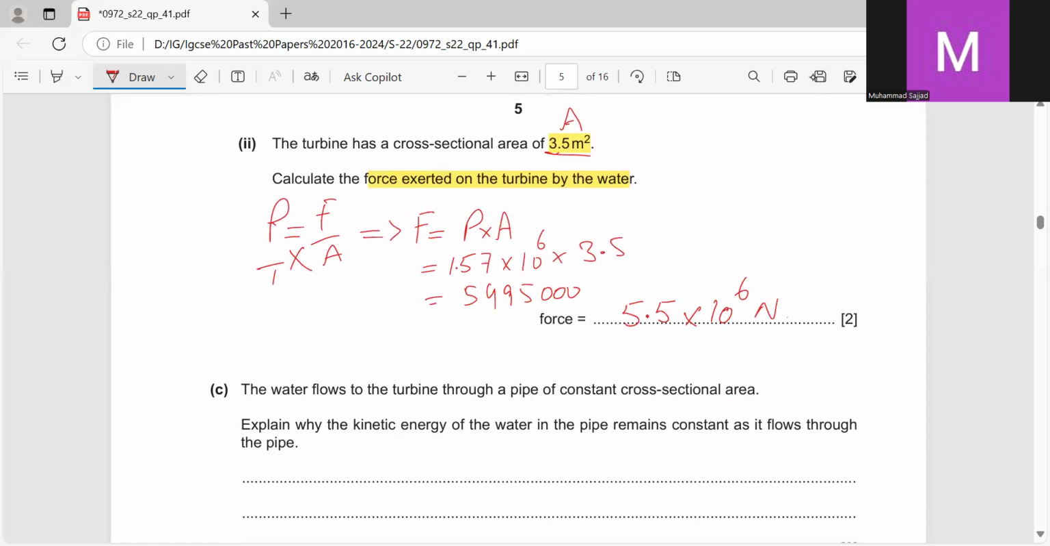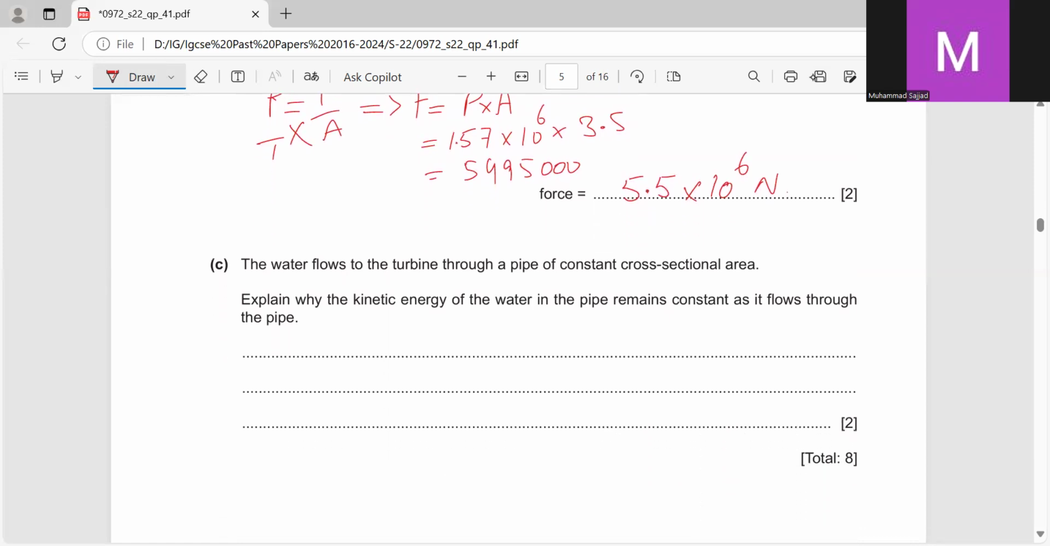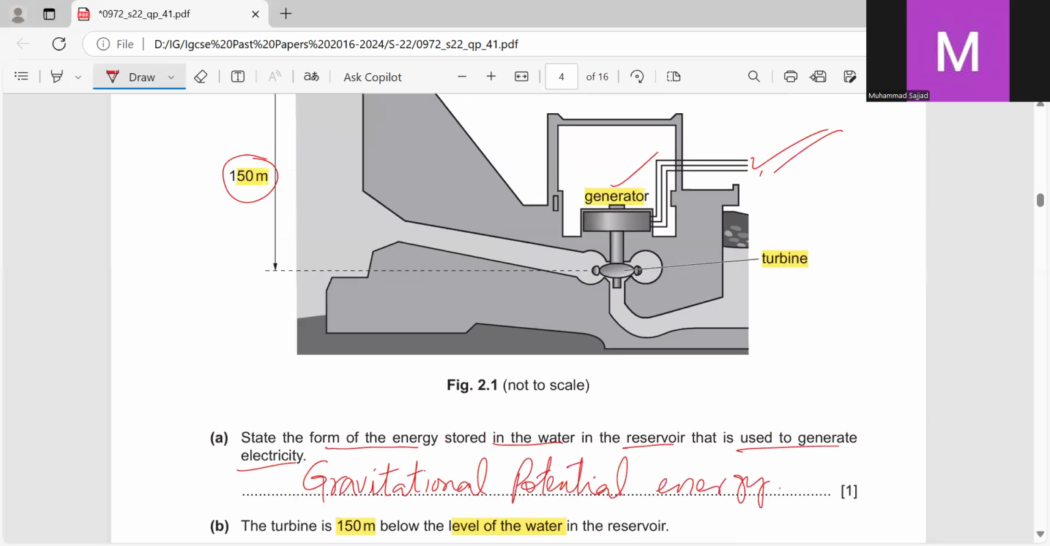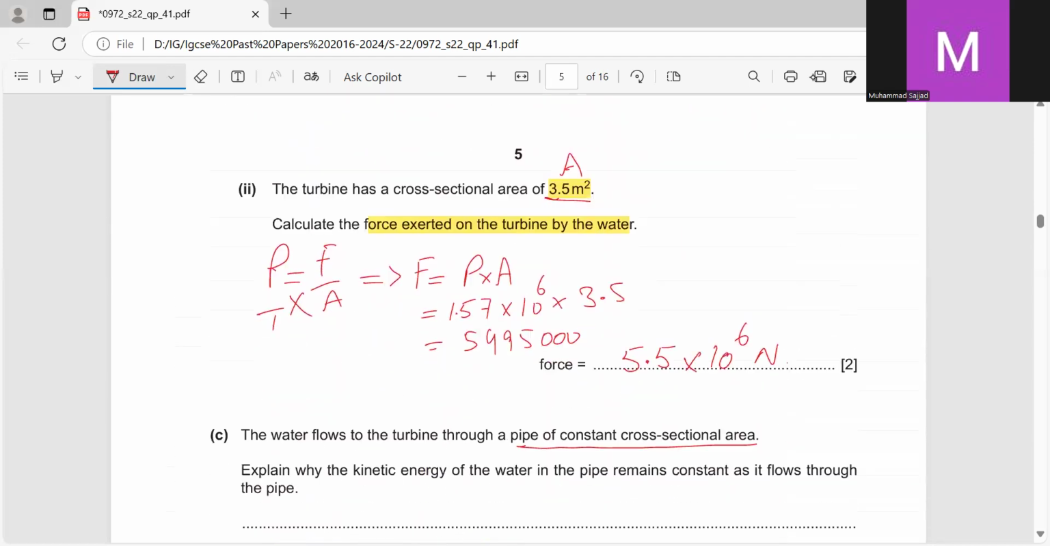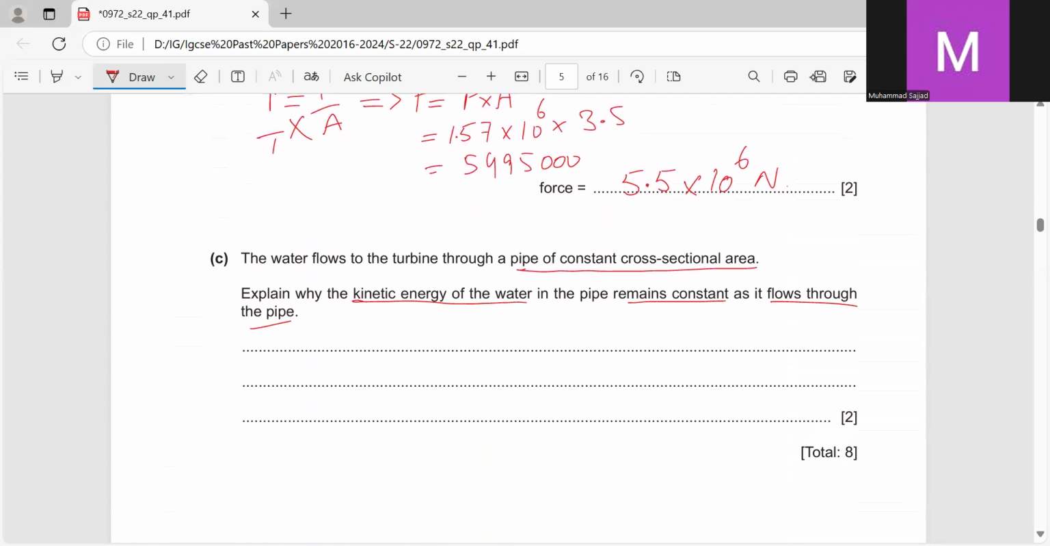Now the water flows to the turbine through a pipe of constant cross-sectional area. Come here, see the pipe through which the water is flowing to the turbine. This is with constant cross-sectional area. Explain why the kinetic energy of the water in the pipe remains constant as it flows through the pipe. So again, 2 marks are there. Two valid points we have to give.